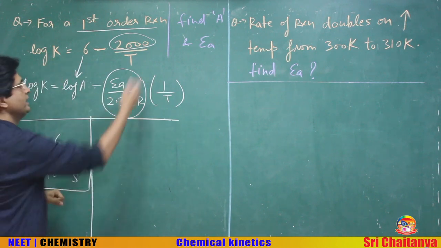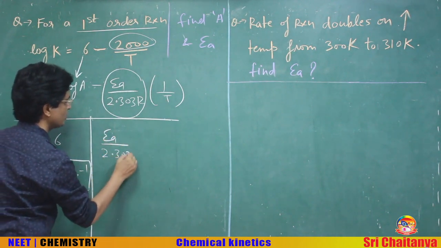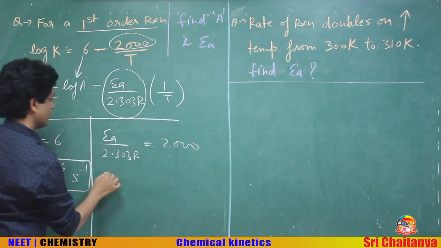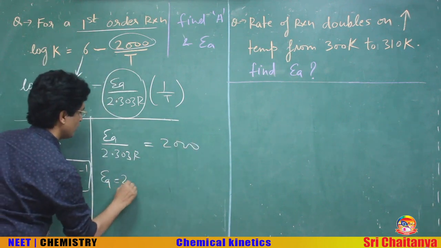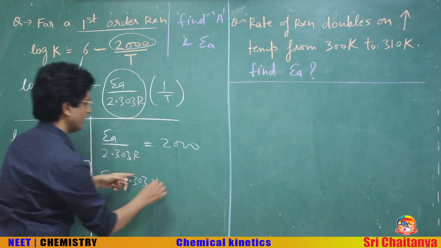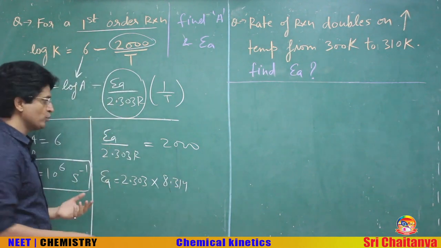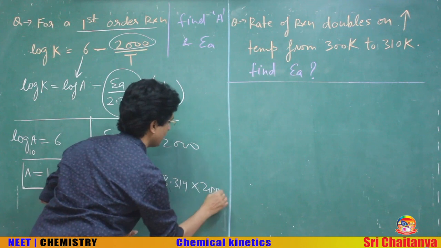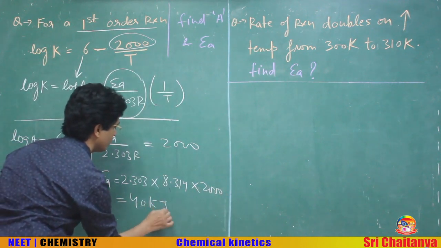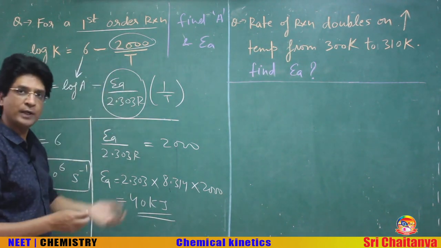Now come to the second part, Ea. Ea upon 2.303 R will be equal to 2000. So Ea will be equal to 2.303 into R, which is 8.314 if you want the answer in joule or kilojoule, into 2000. When you solve that, you will get approximately 40 kilojoule as your answer. So this is the methodology for how you are going to solve these kinds of questions.